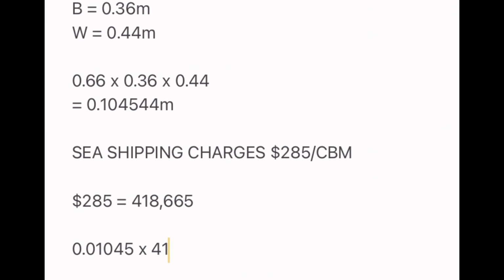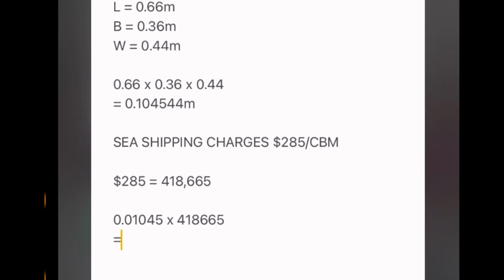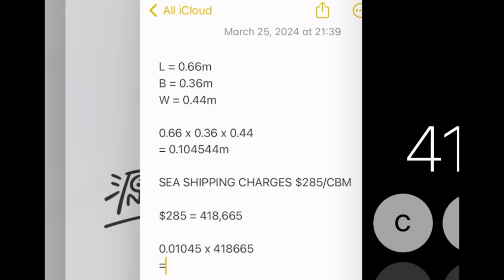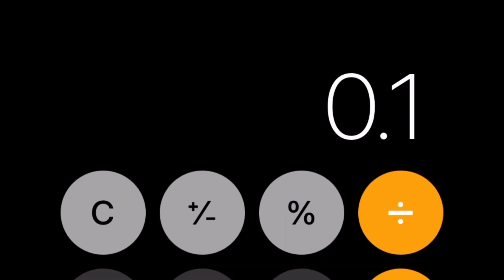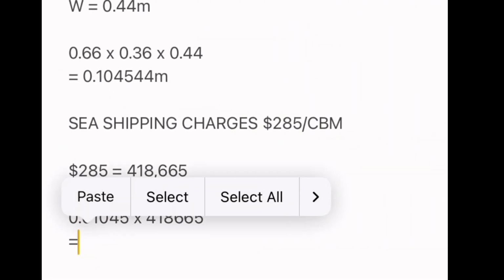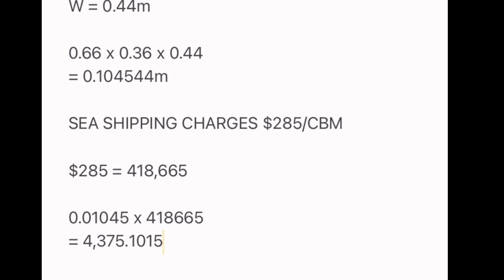So I'm going to multiply this: 0.01045 times 418,665 naira. I'm going to go over to the calculator to multiply this. 418,665 naira times 0.01045. I'm going to copy this and then go over here and paste it there. Now remember, we've already converted this to naira, which is 4,375 naira. So this is my shipping cost for that particular washing machine. This is the money I'm going to be giving to the company. Now, do you understand how to calculate your shipping costs now? It is this simple.